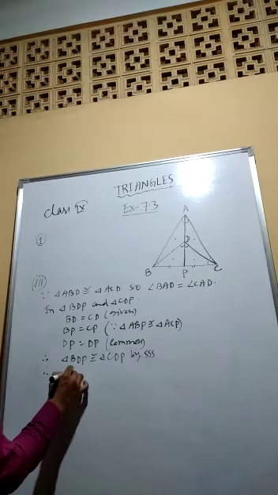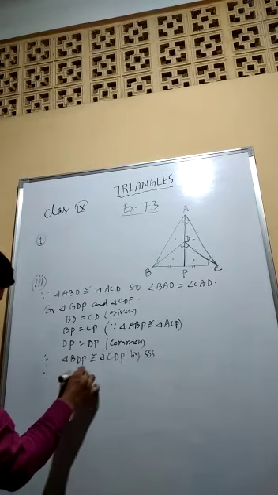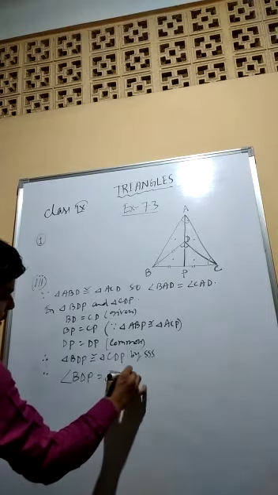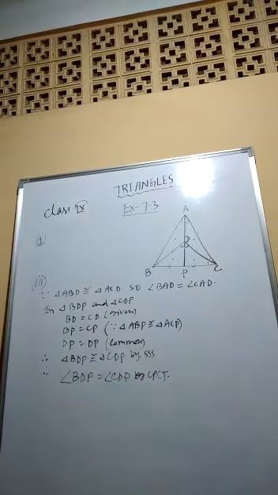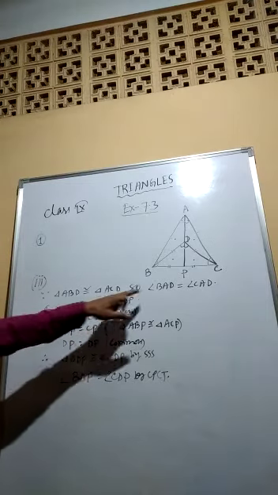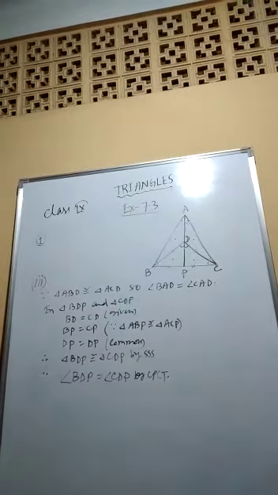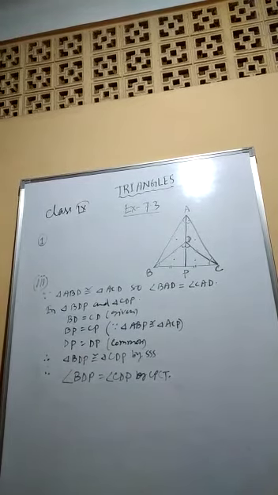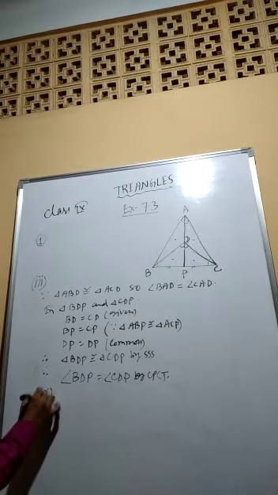So therefore, angle BDP equals angle CDP by CPCT. So from these two results, from this one and this one, we can say AP bisects angle A as well as angle D also. Okay. And next one, AP is the perpendicular bisector of BC. So Roman 4. Roman 3 is complete. Okay. So Roman 4, I am doing here.